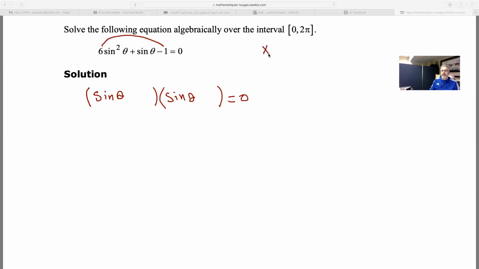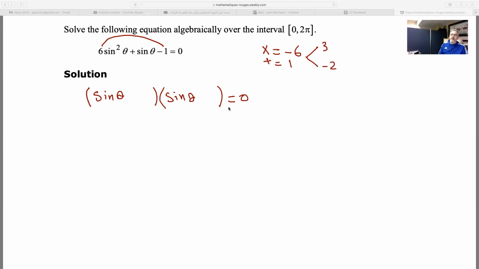So what multiplies to give you a negative 6, because 6 times negative 1 gives me negative 6. And then the coefficient of sine x is 1, so what adds to give you 1? The two numbers that do that for you are 3 and negative 2, because 3 times negative 2 gives you negative 6, and 3 minus 2 gives you 1. So I write sine minus 2 and sine plus 3. These are the two factors.